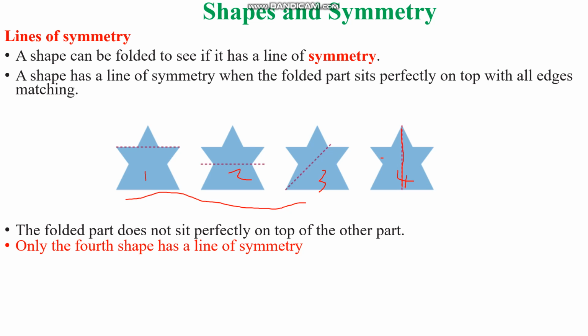And in this case, we say that this shape has one line of symmetry because it can only be folded once so that its edges can perfectly match. Okay.